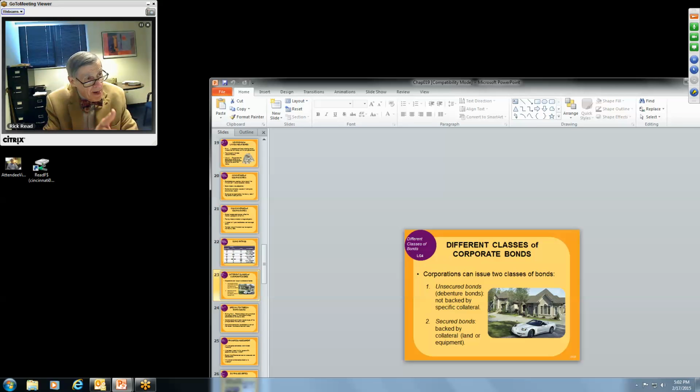Different types of bonds. We talked a little bit about this last week: secured bond and unsecured bond. Secured bond is backed by something called collateral, usually land or equipment, as is mentioned here. Unsecured bond is not backed by anything. It's kind of based on good faith if you want to look at it like that.